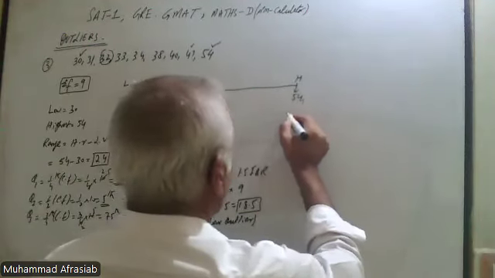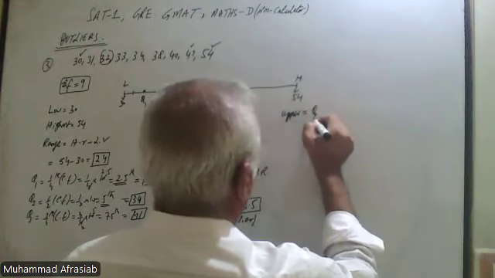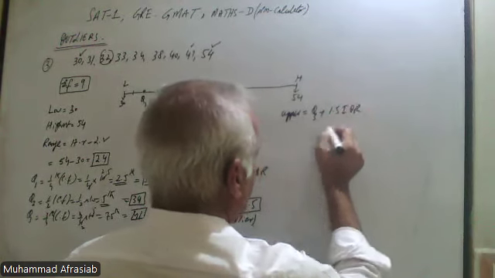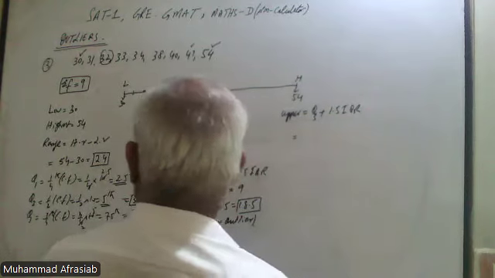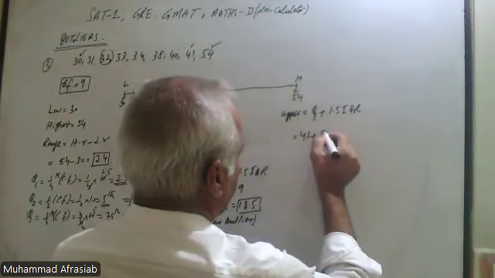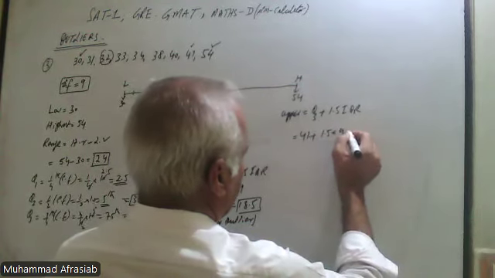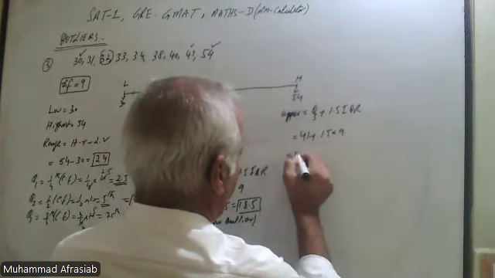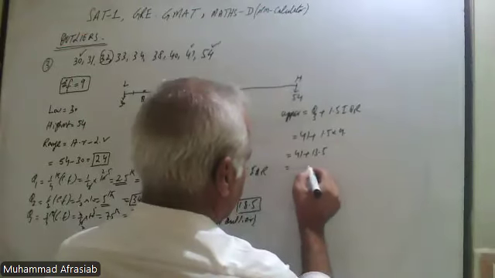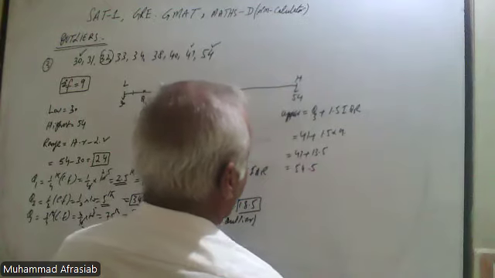Then for the upper, Q3 plus 1.5 of IQR. Q3 is 41 plus 1.5 of IQR, which is 9, so 41 plus 13.5, it is 54.5.